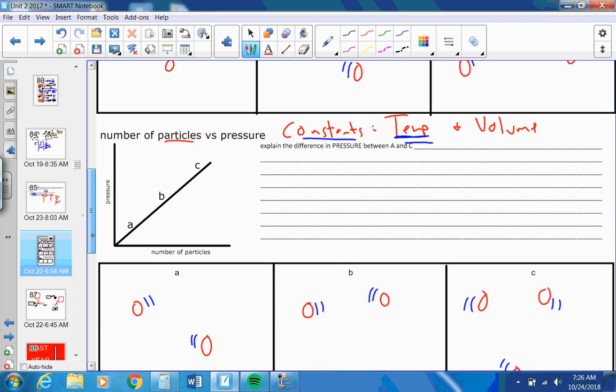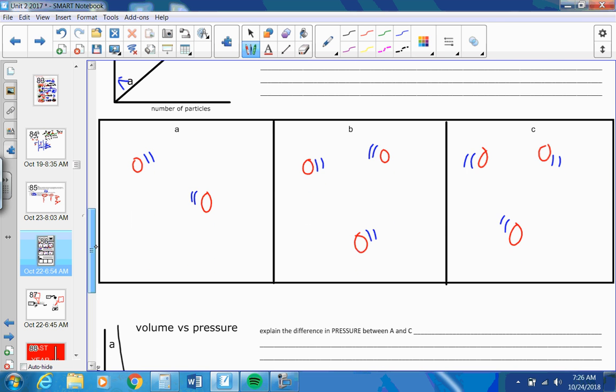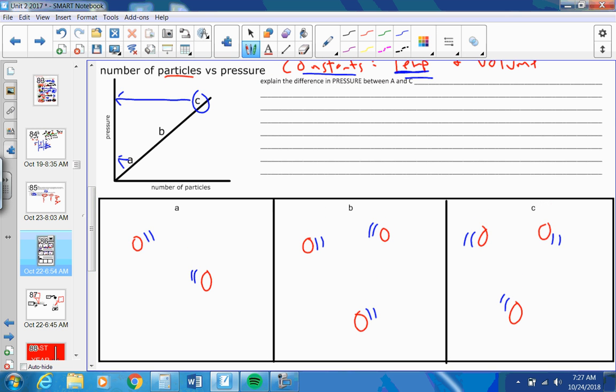Explain the difference between pressure between A and C. C has more pressure. You can just see that it's at the top than A. How come? Because even though its particles are moving and they're all hitting with the same force, I don't have to say that. I can kind of keep force out of it. They all hit the walls with the same amount of force because they're all going the same speed.